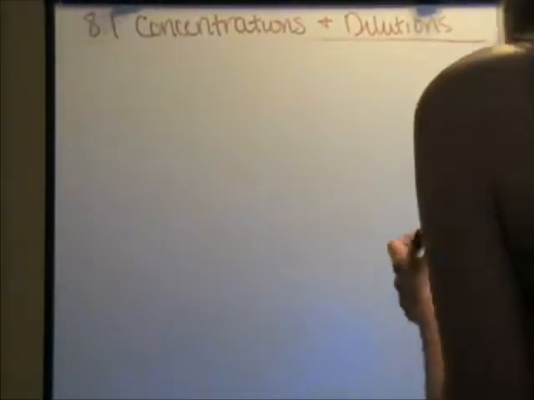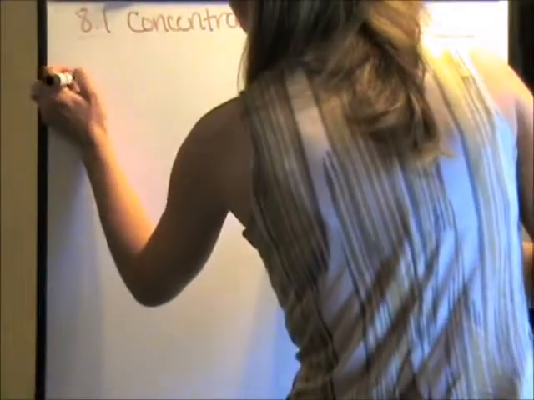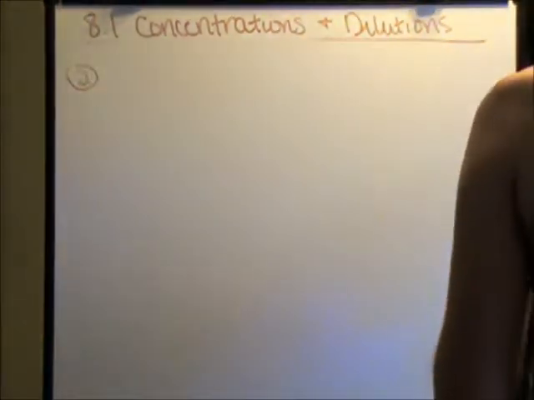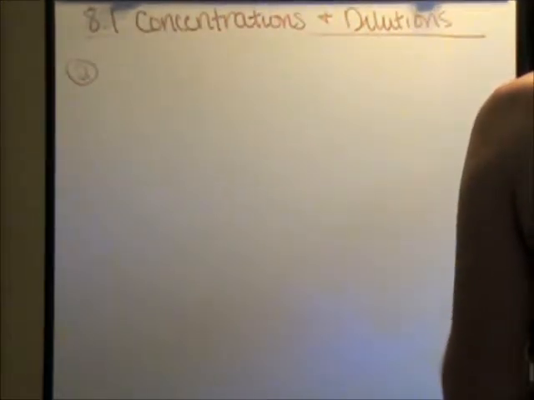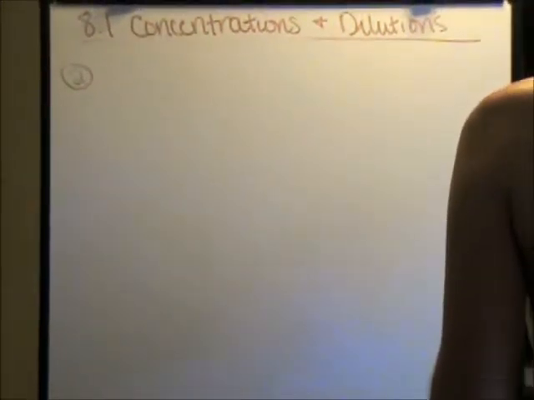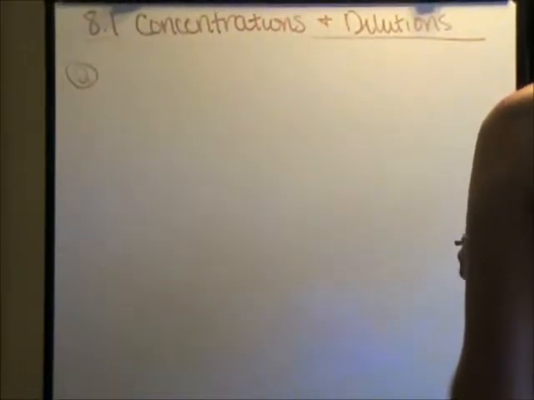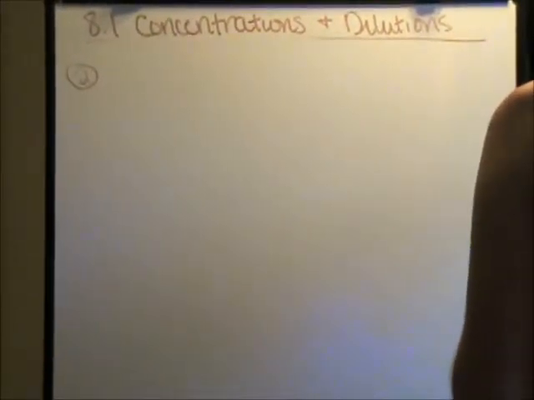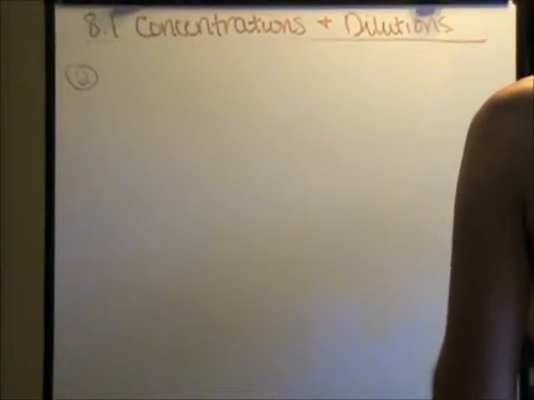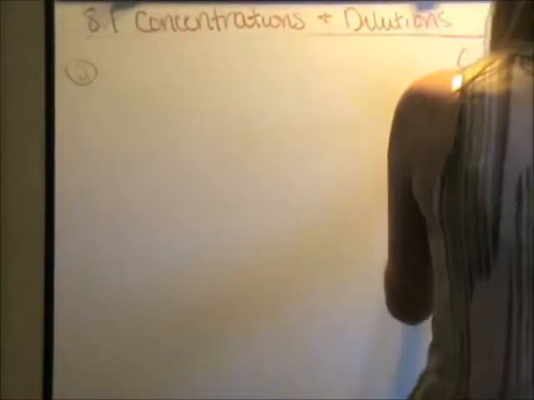Okay, so let's look at number 2. A drug is supplied as a 40 milligram per milliliter solution in a 50 ml vial. You need to make 10 milliliters of a 10 milligram per milliliter solution. How much concentrate and how much diluent must be used?